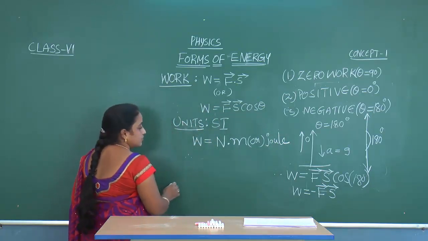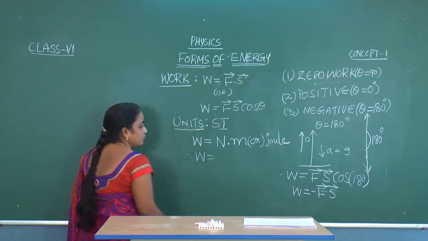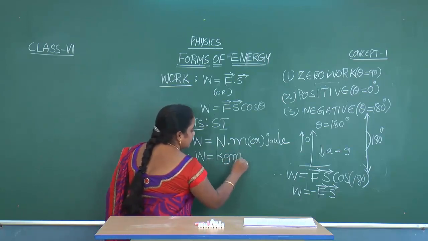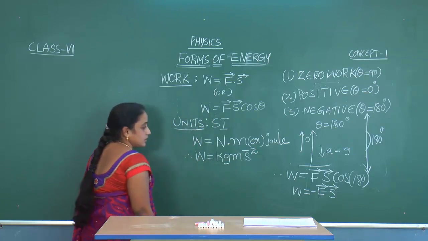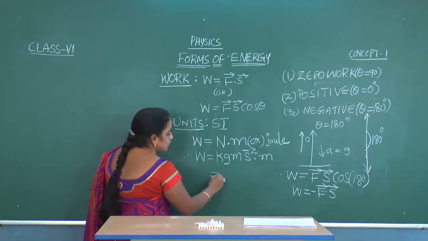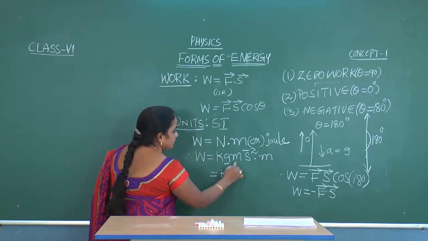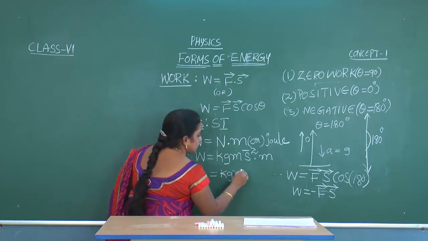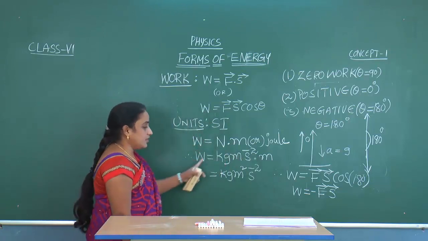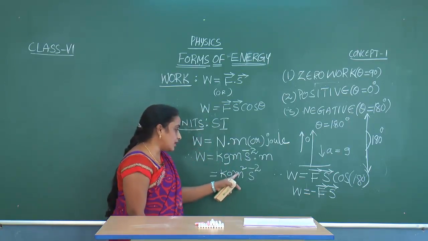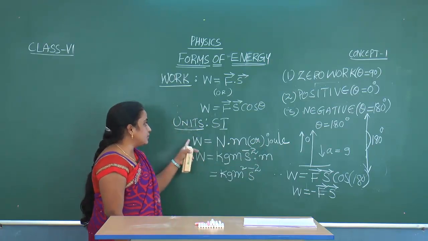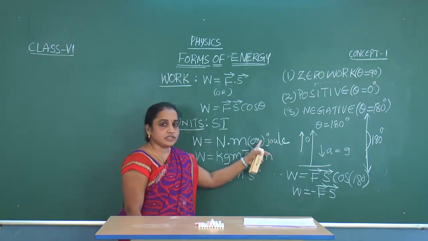So therefore the work done is equal to Newton, which is kilogram meter s power minus 2, into meter. That is equal to kilogram meter into meter, which is meter square s power minus 2. We are calling this kilogram meter square s power minus 2 as Joule. Therefore, the work done SI unit is Joule.